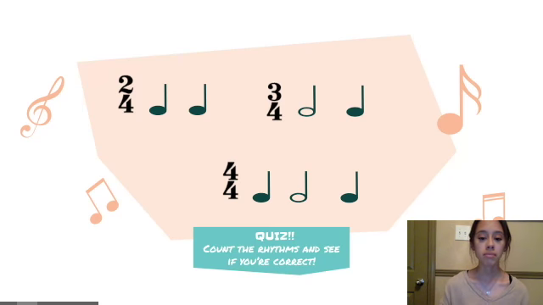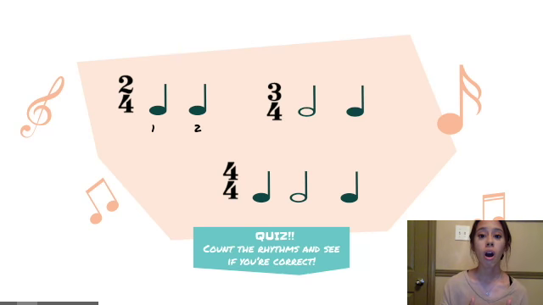All right. Now let's see if you remember this. So we're going to try and count these rhythms. So we have a 2-4 right here in the first one. So that tells us we have 2 beats in the measure. So how would we count these 2 quarter notes? Think about it. You can try it yourself if you want. If you said 1, 2, you are totally correct.